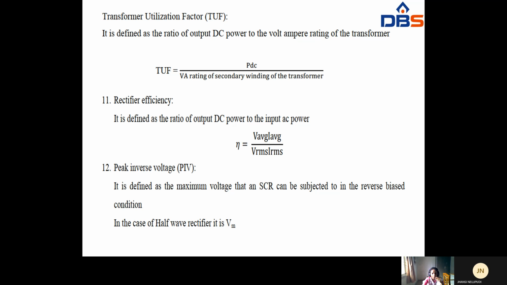Peak inverse voltage, PIV, is defined as the maximum voltage that the SCR can be subjected to in the reverse bias condition. So in a half wave case, PIV will be Vm.